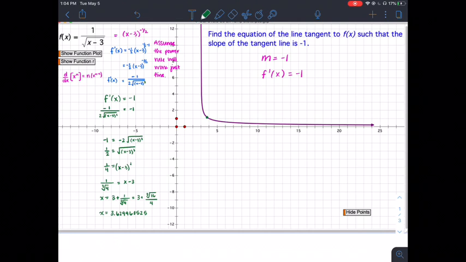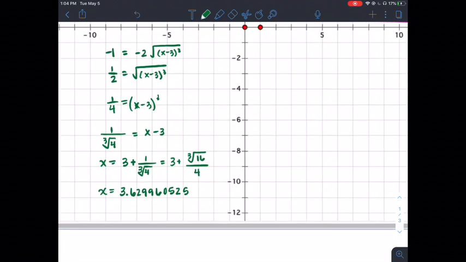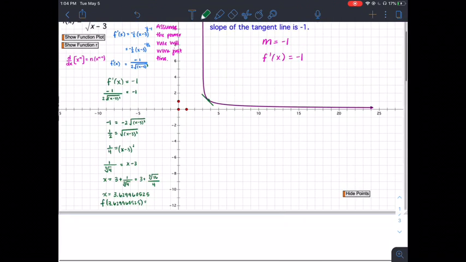And you could see, if I were to do a tiny little tangent line, that looks like it has a slope of about -1. So that's not, you know, a rigorous way to check our work, but it's a good little visual. Okay, that looks correct. It looks like it makes sense to us. There's my x value. Now I just need to find my y value. I need to figure out what my f of 3.629960525 is, and this is f, not f prime.